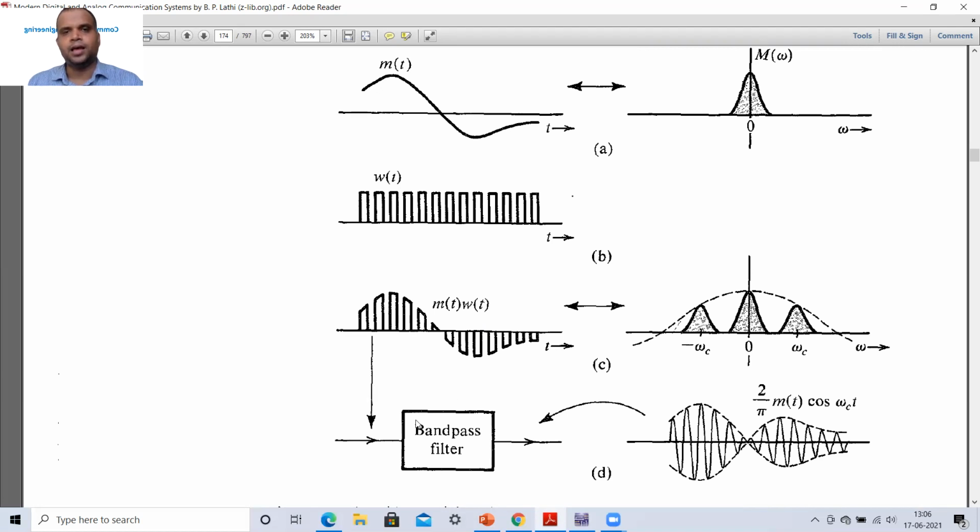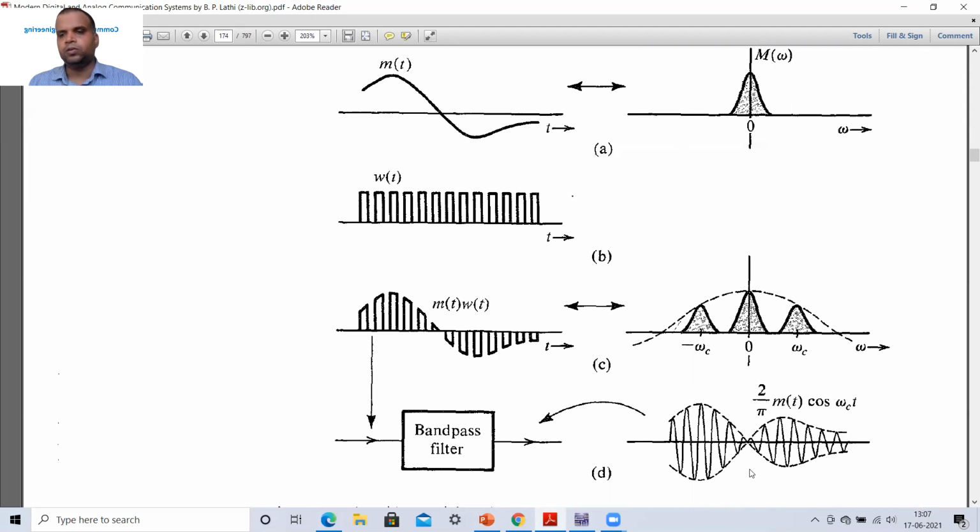This is the basic scheme. First we need to have the message signal, then this message signal has to be multiplied with this particular square wave, and this multiplication will give you this type of waveform, waveform C. Then this waveform has to be passed through an appropriate band pass filter to get this type of DSBSC signal, the double sideband suppressed carrier signal. That is what we have to obtain.